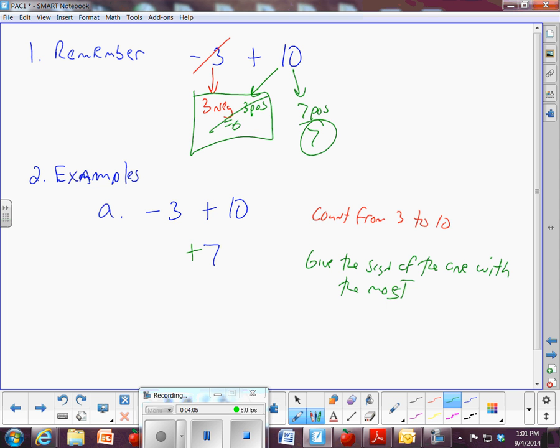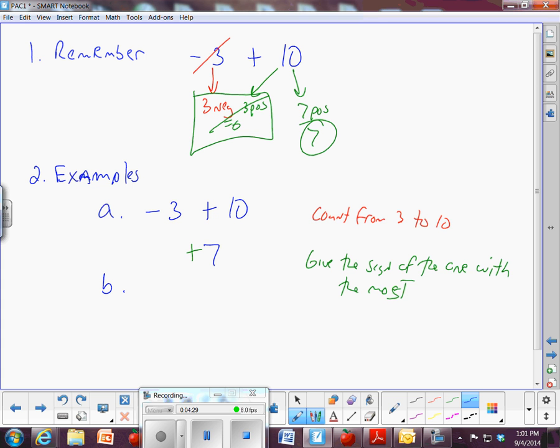Now look, what did we just do? We just figured out how many positives were left, right? 3 of our 10 positives wiped out the 3 negatives. That's why we started counting at 3. We counted from 3 to 10 to find out there were 7 positives left. We gave the answer +7. So we're just doing it in our head. Let's do another one.